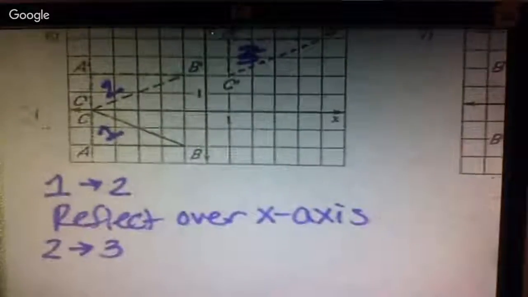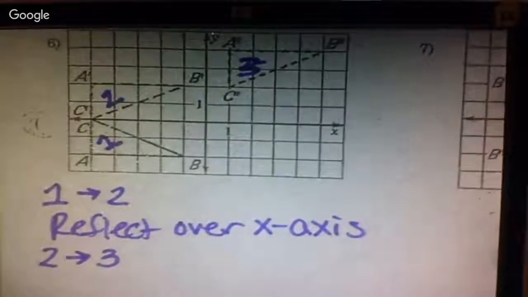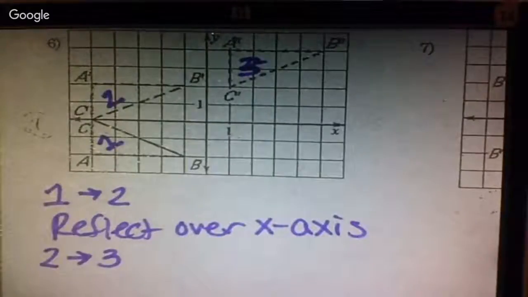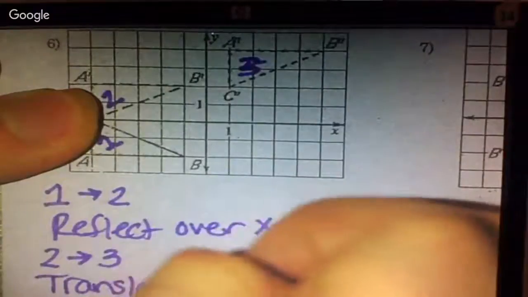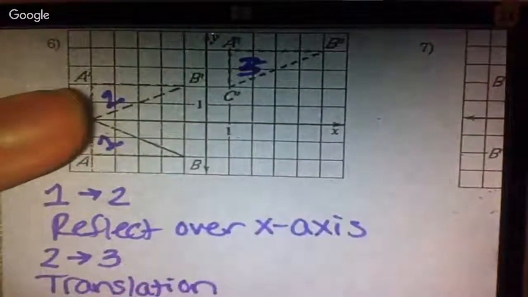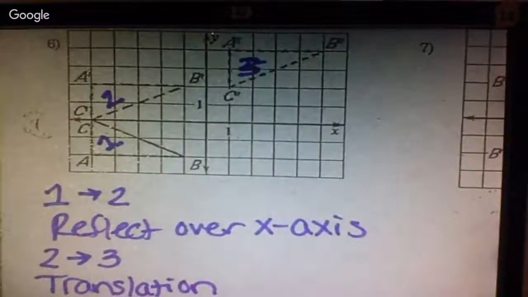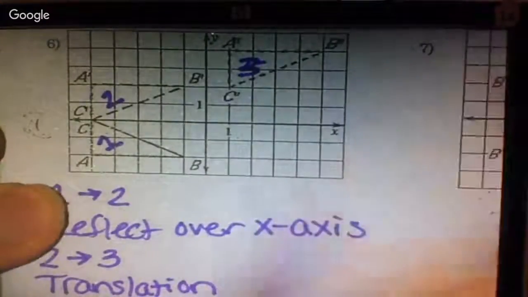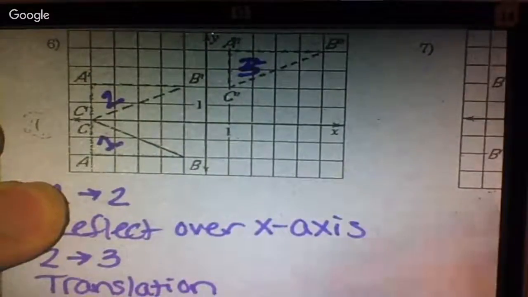I now want to go from number 2 to number 3. What is that? Translation. That's what it's called. Do we have to write it like they did at the top? Yes. How am I moving in my x? Plus 6. I'm moving plus 6, from A prime to A double prime.